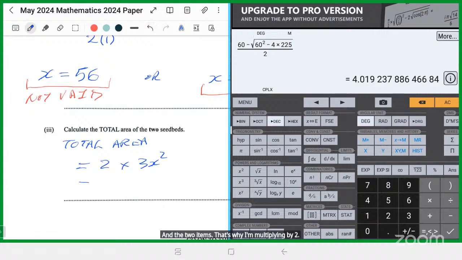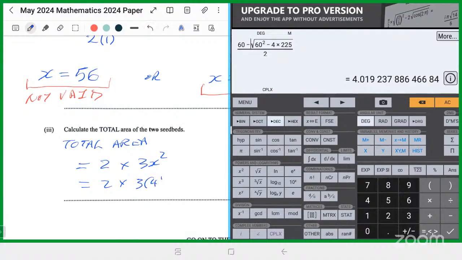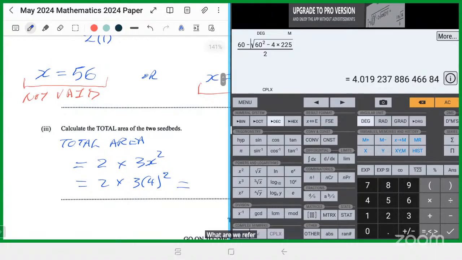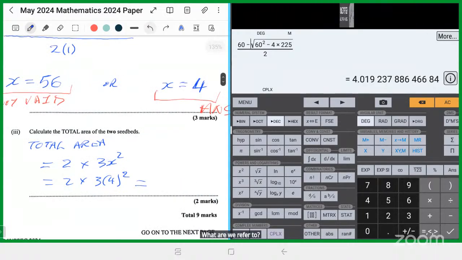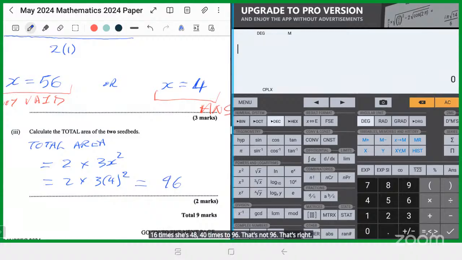So it becomes 2 times 3 times 4 squared. What do I work out? This is 16. 16 times 3 is 48. 48 times 2 is 96. That's right, 96. 2 times 3 times 16, yeah, 96.